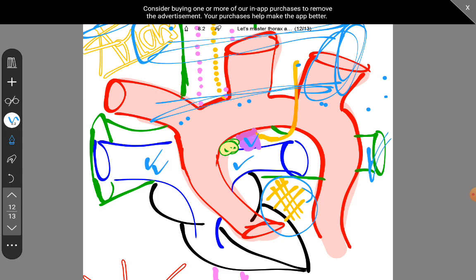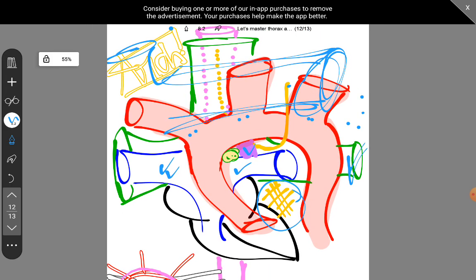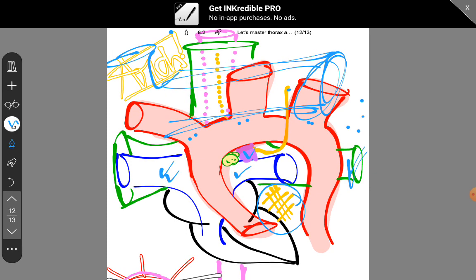Okay? Never forget that. Since we're now going to talk about the posterior relations, what are the posterior relations? As you can see here, the posterior relations of the aortic arch. It's not just posterior, it's the right posterior. The first thing, as you can see here, is the trachea. And since we're talking trachea, the trachea bifurcates, and what is the rule? Anything that bifurcates has a plexus. What is that plexus? It's the deep cardiac plexus.